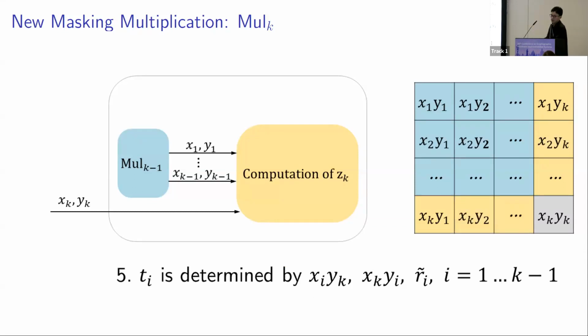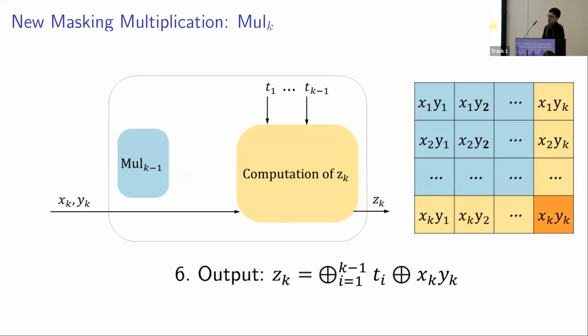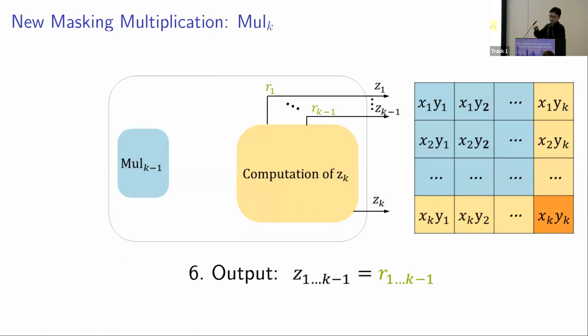After iterating K minus 1 times, we get T1 to TK minus 1, and each Ti is determined by the product xk times yi. Finally, these Ti's are summed and added to xk times yk, producing Zk as the output share. The random variables R1 to RK minus 1 generated before are regarded as Z1 to ZK minus 1.